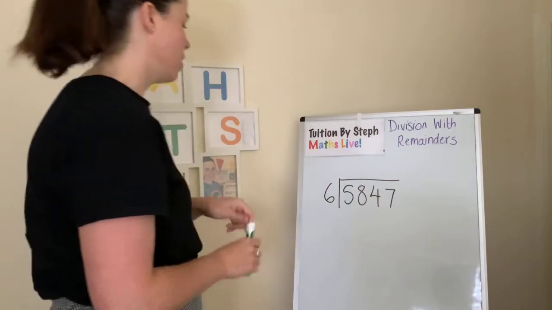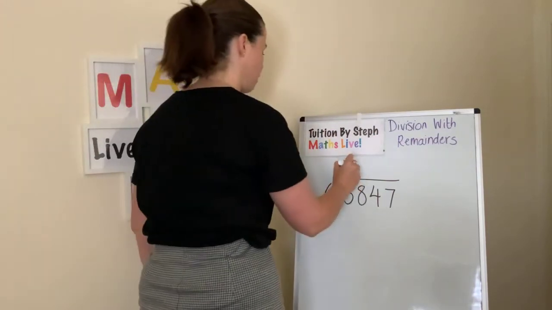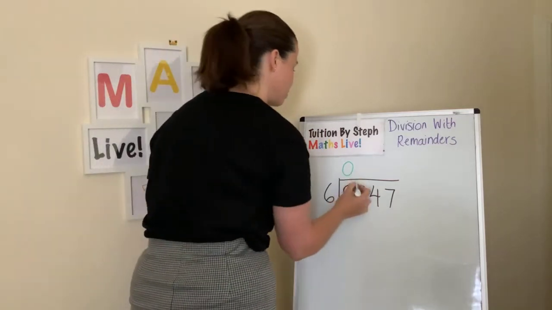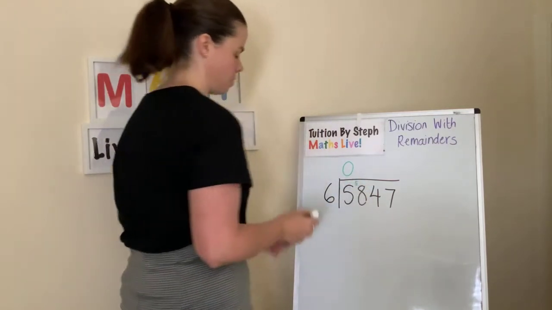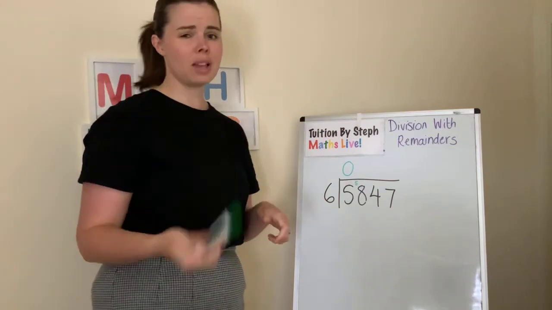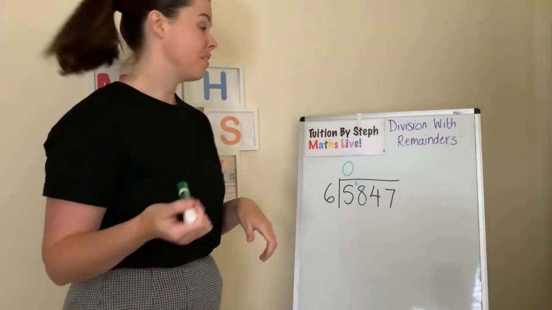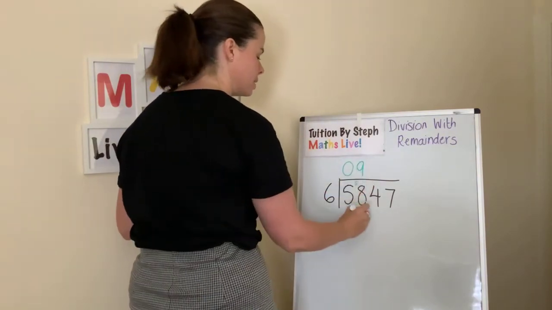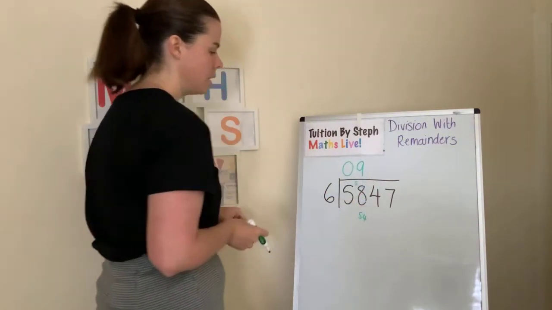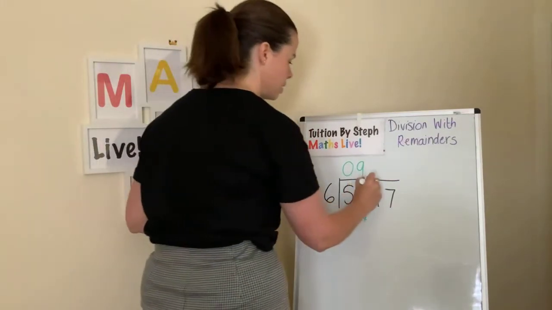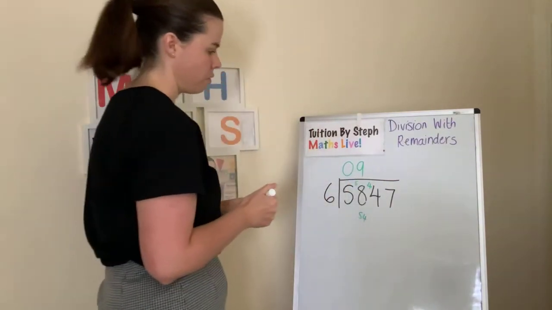So how many 6s can we fit into 5? 0. Close, but not close enough. So we carry the 5 across. Right, how many 6s can we fit into 58? Well, I know that 9 6s are 54. 9 6s are 54. Okay, and then we need to add 4 to get to 58. So I'll carry over my 4.